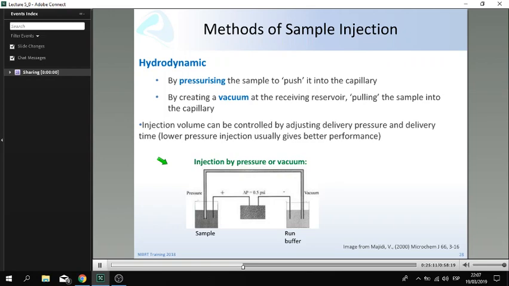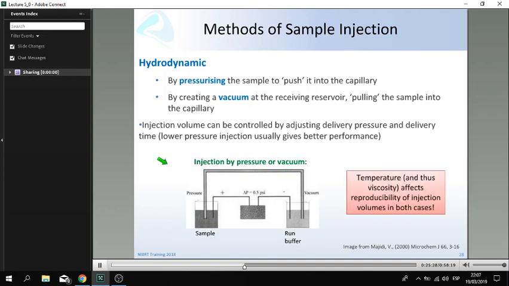Usually lower pressure is a bit better, a bit more gentle for your sample. So you are just setting the delivery time, how long you apply pressure or vacuum. You have to control temperature in this case, because temperature affects viscosity, and that will then affect the reproducibility of injections in both cases.